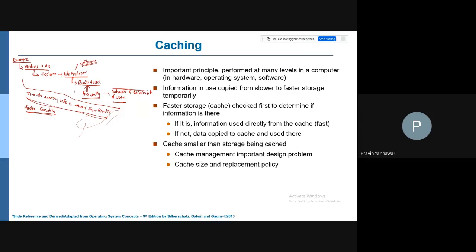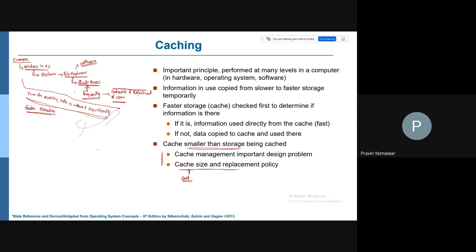Caches are small size storage. They are smaller than your primary storage, always smaller than the primary storage being cached. Cache management is an important design concern, and cache size and the replacement policy are important points of concern. Replacement policy means anything which is taken out of the cache and placed onto a secondary storage. So cache size is always small, and the cache will contain the data which is frequently required.